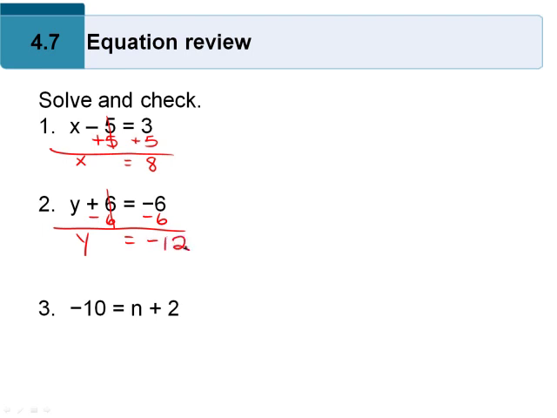Number 3, negative 10 equals n plus 2. Here the variable's on the right side of the equal sign. So you look to see what's on the same side with our n. It's a positive 2, so we're going to use a negative 2 to get rid of that. Same thing again, just like on number 2. Negative 10 and negative 2, we add and keep the sign. That's negative 12. The n comes down, and then double check, make sure the 2's cancel.